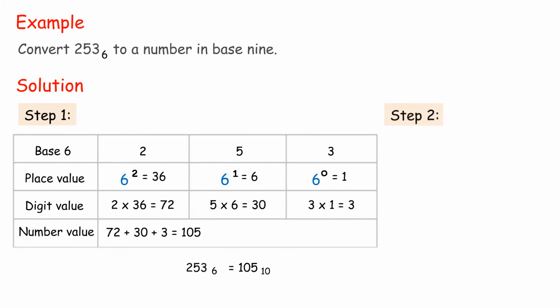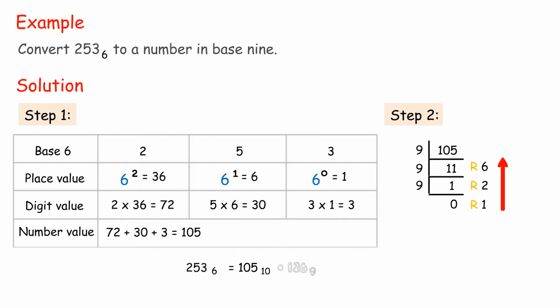Step 2. Convert base 10 to base 9. 105 divided by 9 will get 11, with the remainder 6. 11 divided by 9 will get 1, with the remainder 2. 1 divided by 9 will get 0, with the remainder 1. After that, get the value of the remainder from bottom to top. Therefore, 105 in base 10 is equal to 126 in base 9.